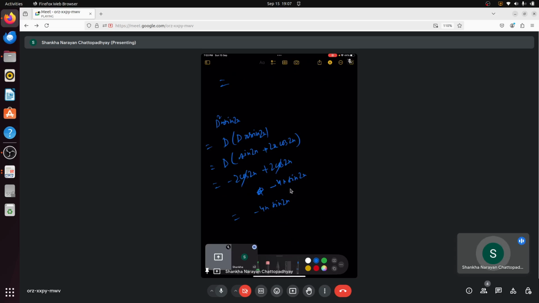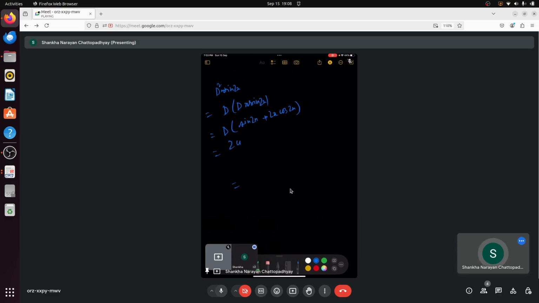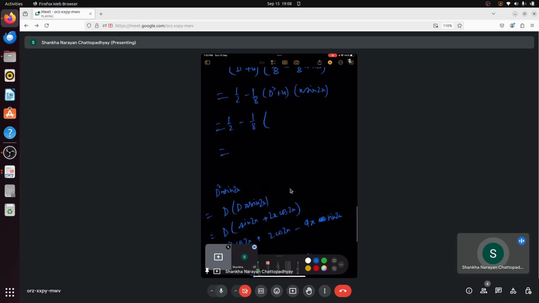Did I make any mistake again? Yes. So d of sin 2x will be 2 cos 2x, plus here once again 2 cos 2x, minus that will be 4x sin 2x. So 4 cos 2x minus 4x sin 2x.